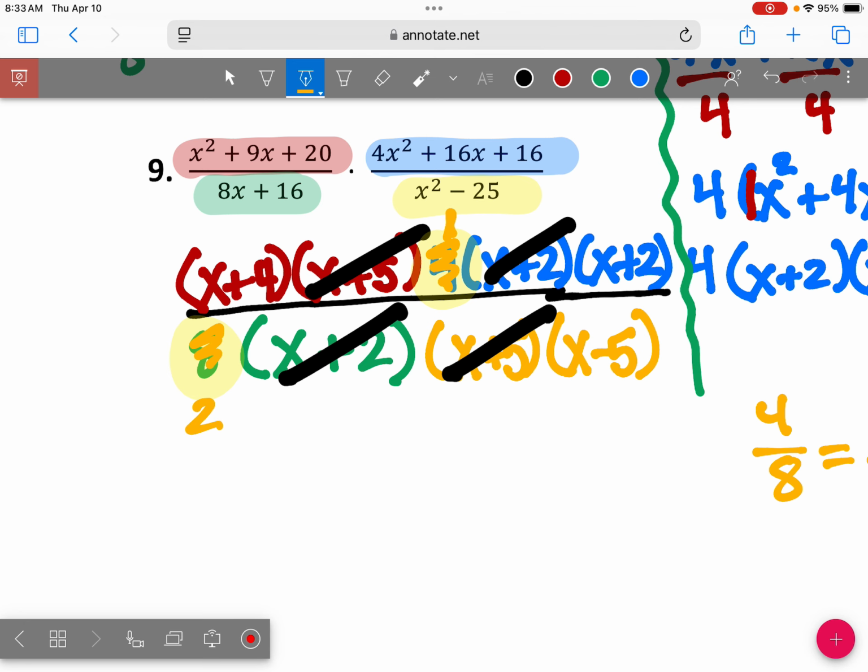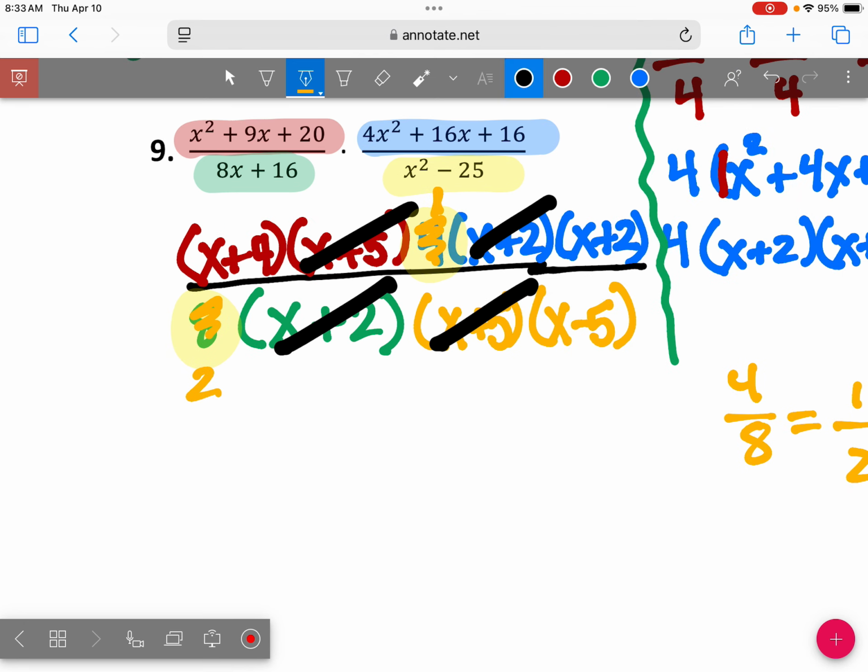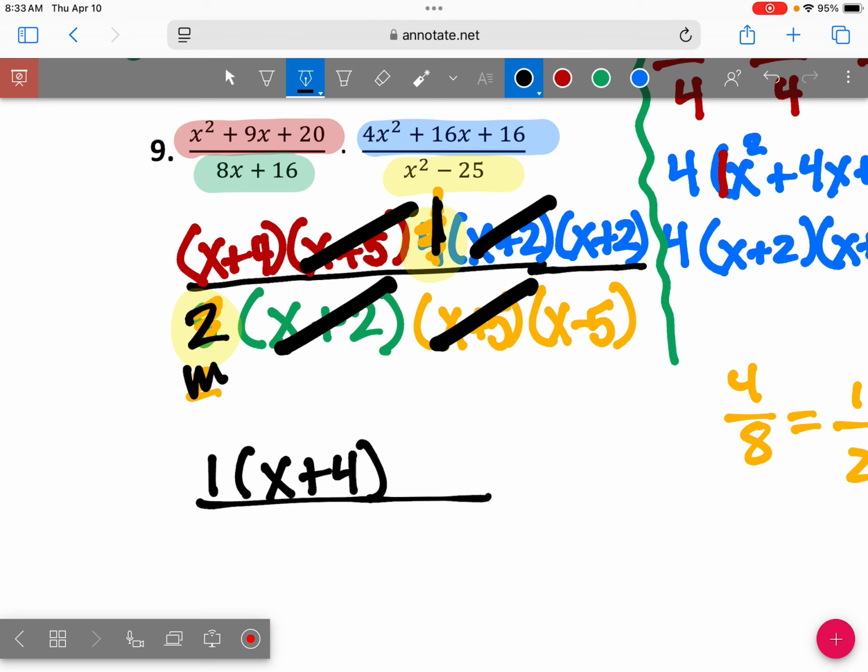So that's why I thought this had a lot going on. So I thought it would be good for us to do it together. So upstairs I have a 1 because that 1 is there. Remember, this changed to a 2. So I have a 1. I have an x plus 4. What else is upstairs that's left over that I didn't cross out? Yep. And then downstairs, I have a 2. And I have an x minus 5.